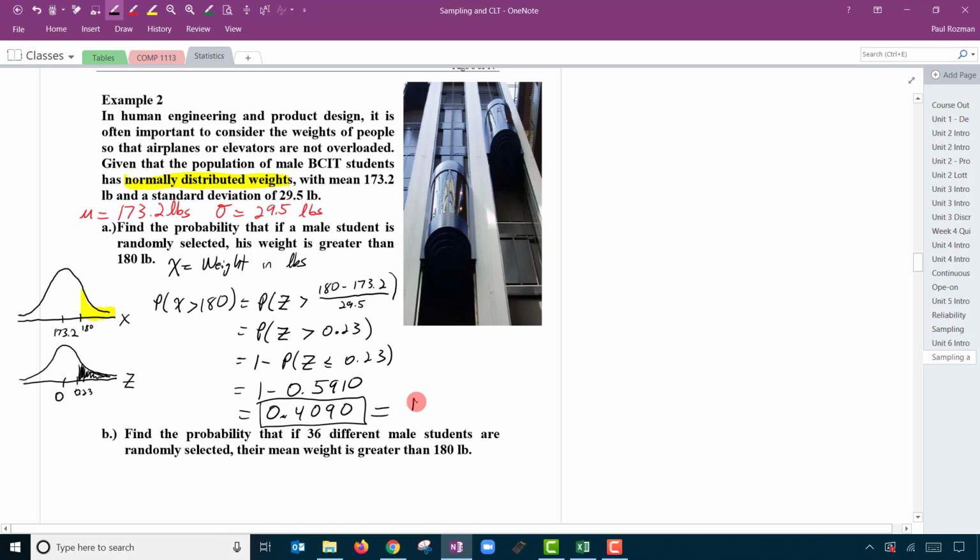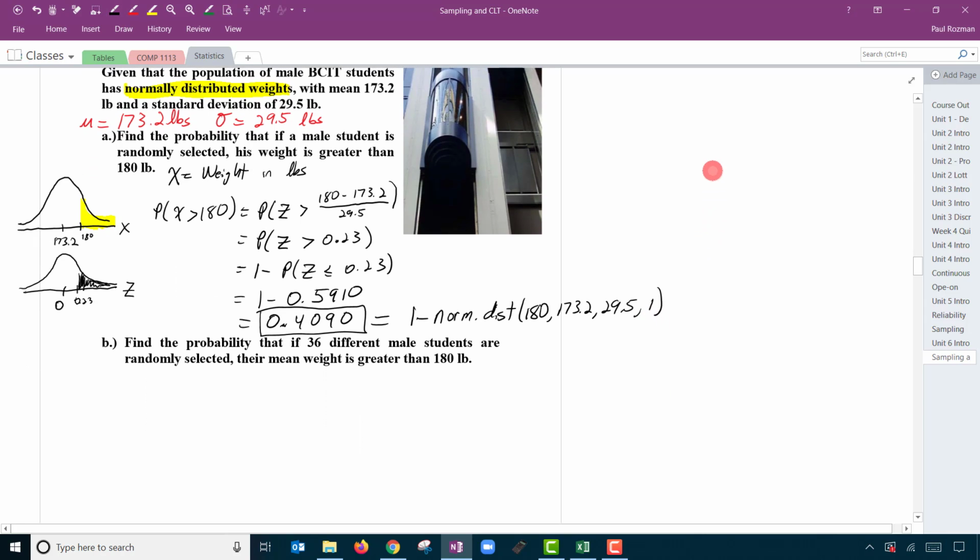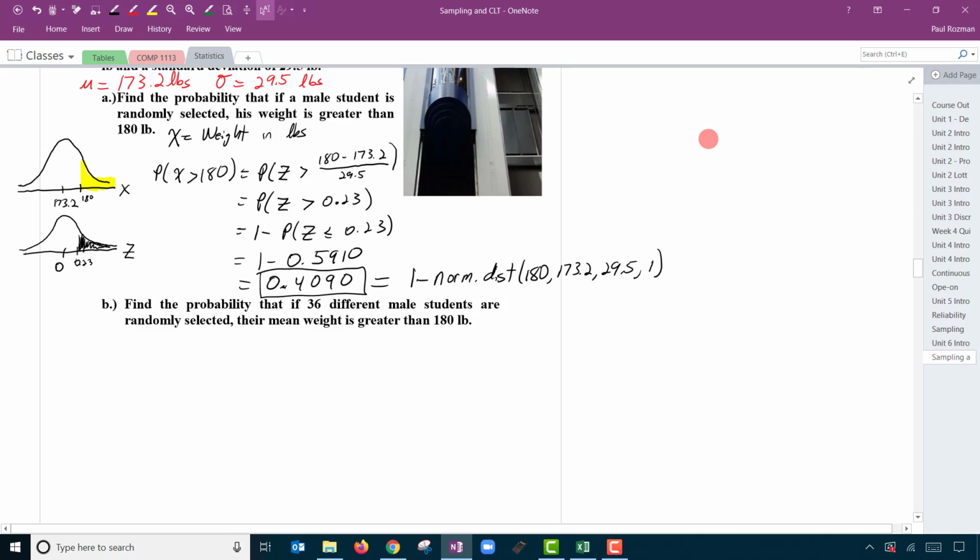If you prefer to use Excel, this would be 1 minus norm.dist 180, 173.2 for the mean. Standard deviation is 29.5. And yes, it is cumulative. So that's old. I went kind of fast there.